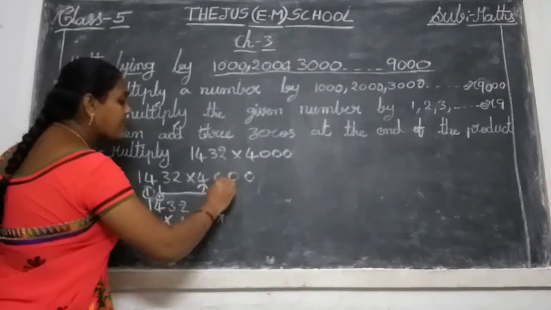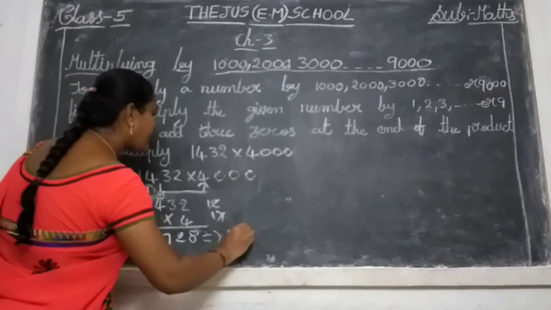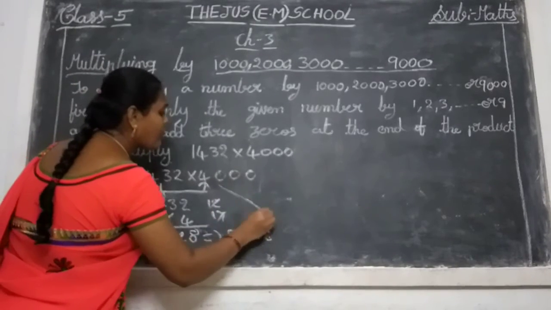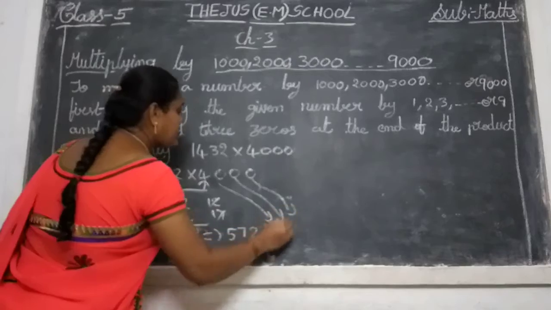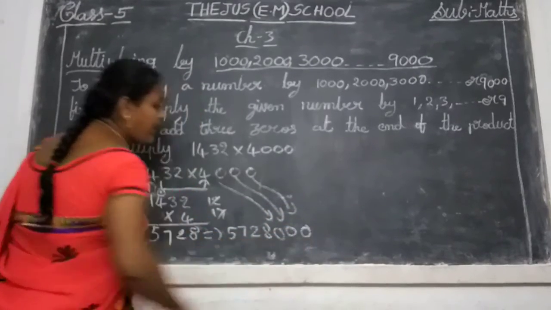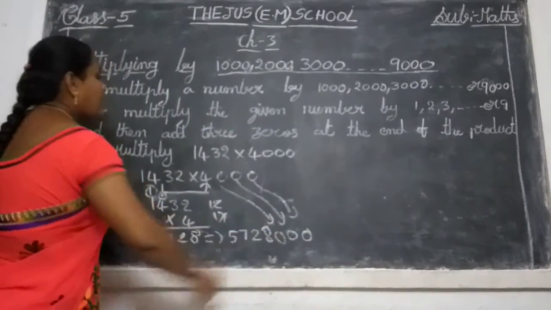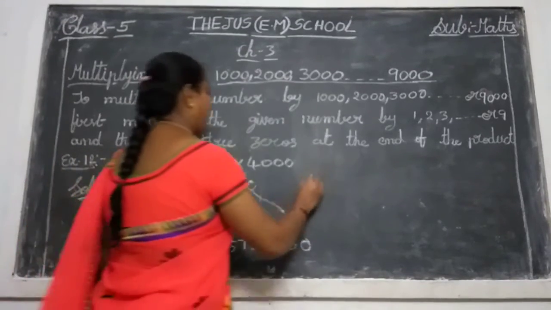After that we put the 3 zeros. So 5 7 2 8. How many zeros do we put now? 3 zeros. Okay. Now we'll do this multiplication normally.